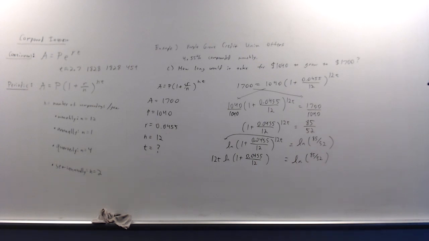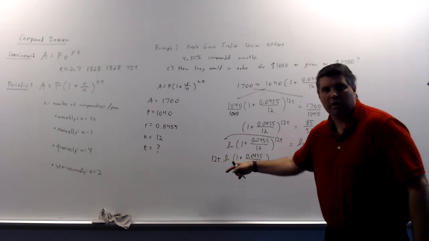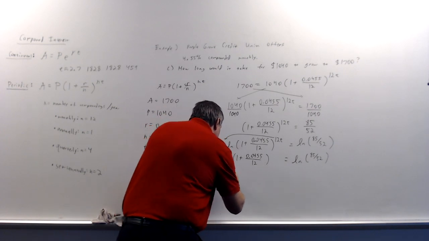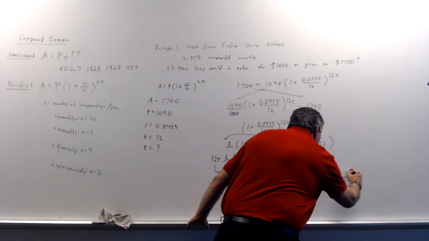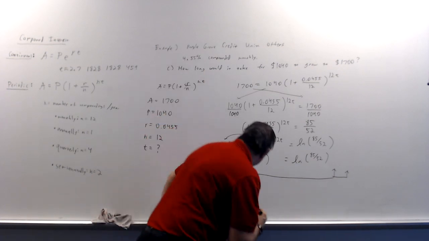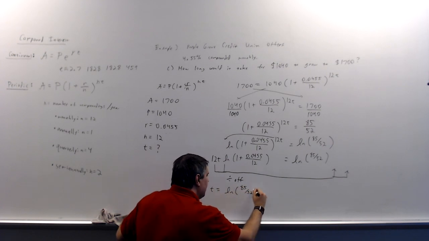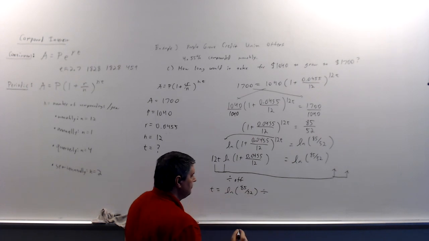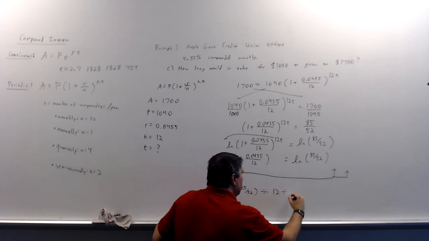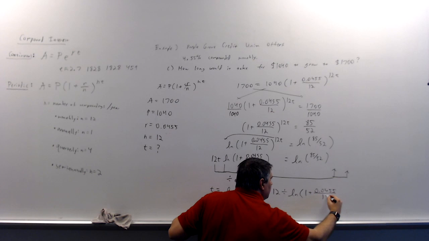All right. Now, the next thing I'm going to do is I've got t being multiplied by 12 and by this natural log. So what I propose to do is simply divide them off. Divide off. Okay, so I have t equals the natural log of 85/50 seconds divided by 12 divided by natural log of 1 plus 0.0455 over 12.